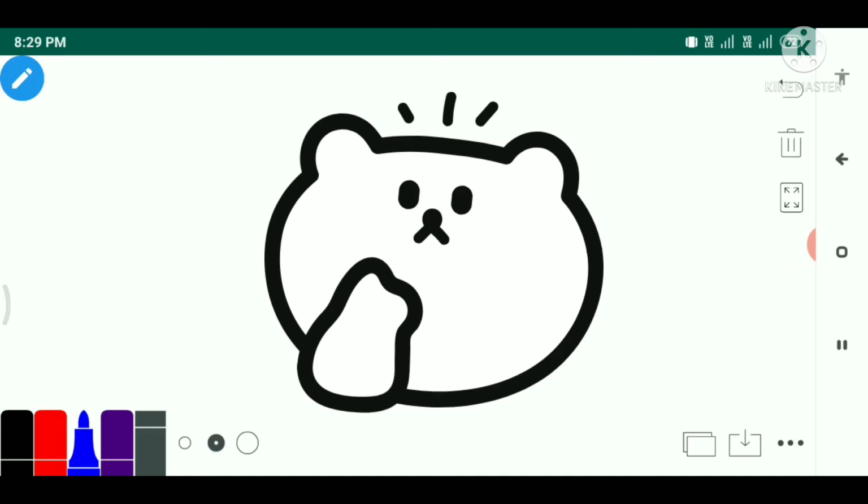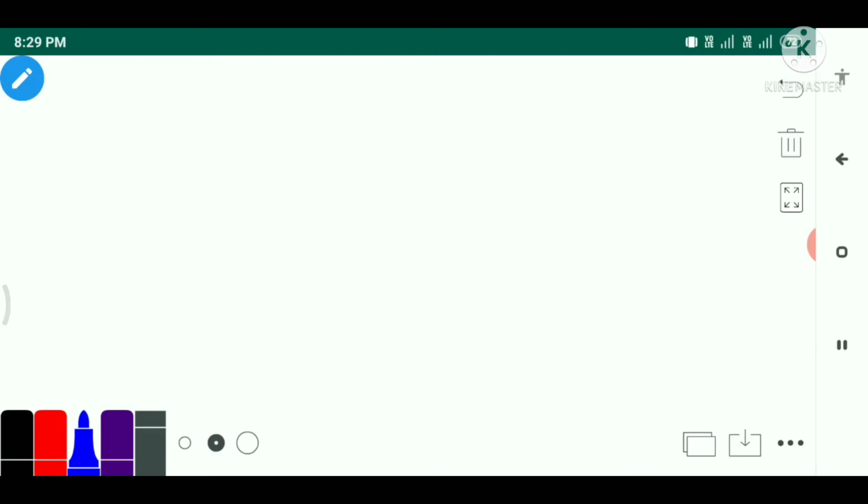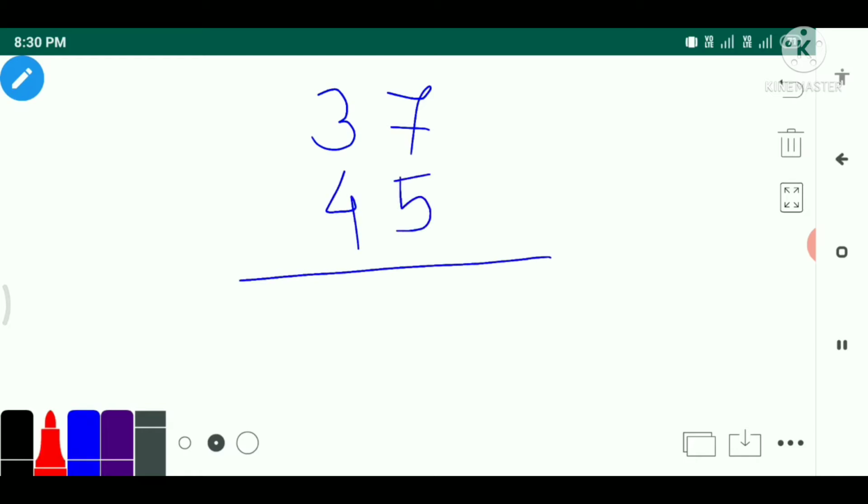Okay? So suppose any two numbers are there, 37 and 45. So we have to add these two numbers. While adding, we'll always start from ones place value. This one is ones, this one is tens, so we'll start from ones place value. So 7 plus 5, it will be how much?